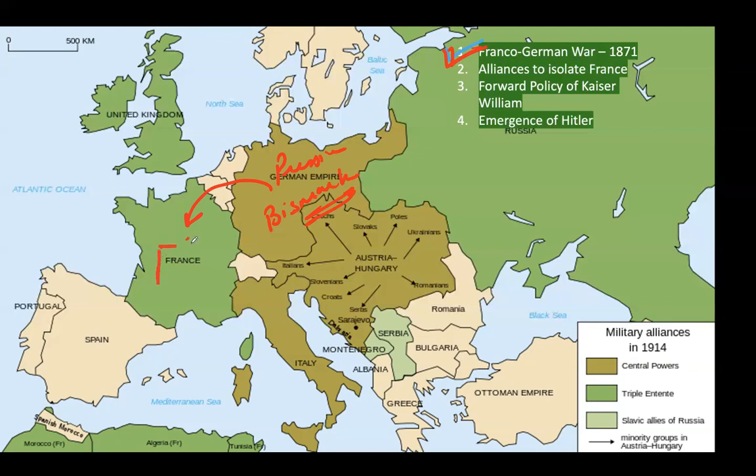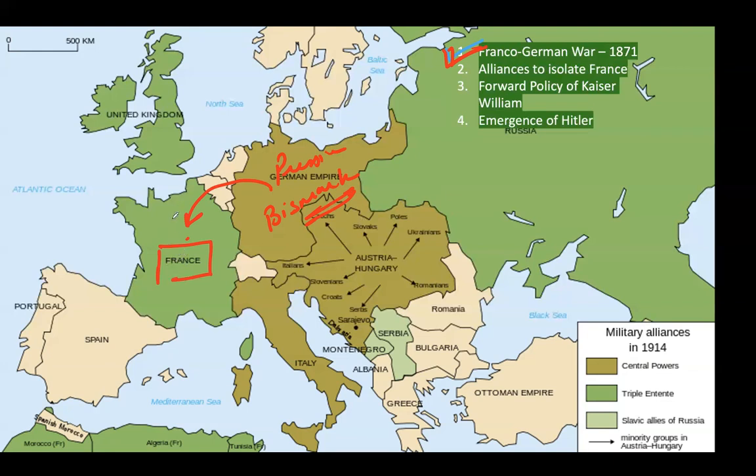But he also knew that France alone cannot do anything. They cannot defeat us. He knew that. So he knew that he has to take steps so that the French are isolated. So he founded a series of alliances designed in a way to isolate France.